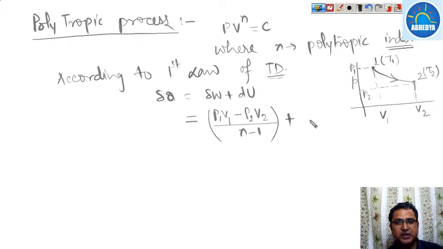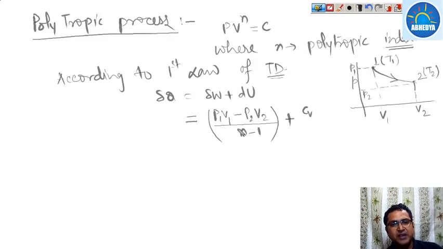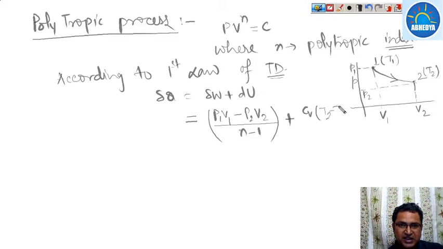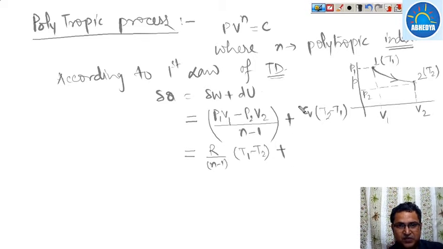So what is the value of dU? dU is nothing but Cv dT. I am taking for per unit mass. So Cv, and what is dT? dT is nothing but T2 minus T1, that is the temperature change. Now how to write PV? PV is equal to RT, if you are taking for per unit mass. So R upon n minus 1 into T1 minus T2 plus, what is the value of Cv? Cv is nothing but R upon gamma minus 1 into T2 minus T1.